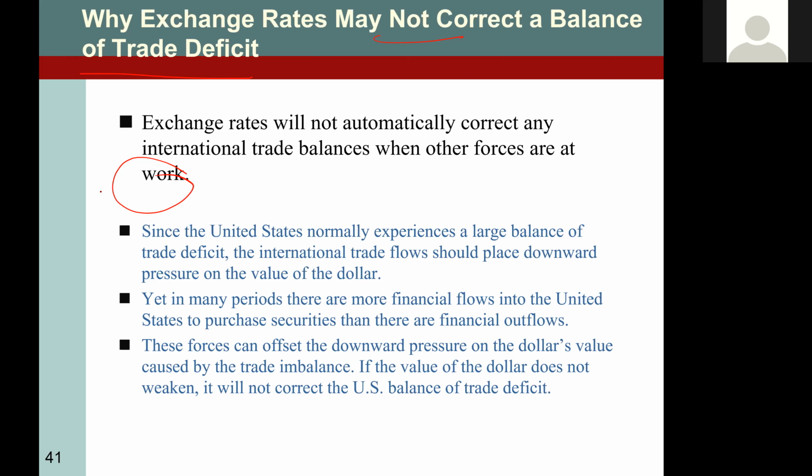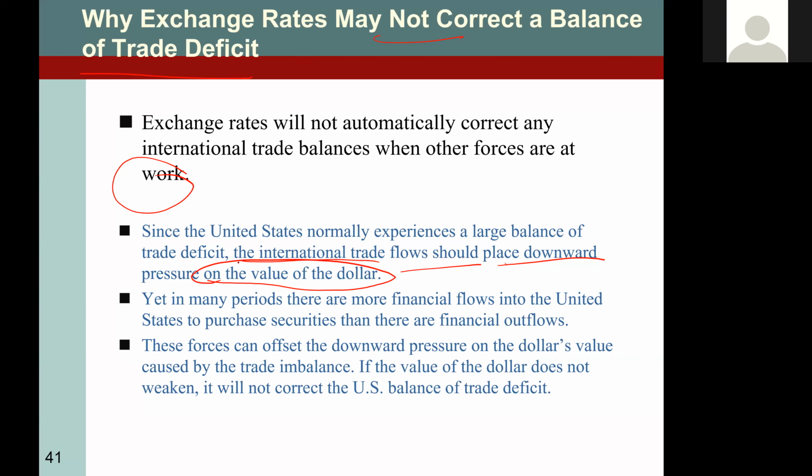Number one, since the United States normally experiences a large balance of trade deficit in the international flow of funds, the international flow of funds places downward pressure on the value of the dollar. It's not like we have only two countries in the world, US and China. We have others as well.